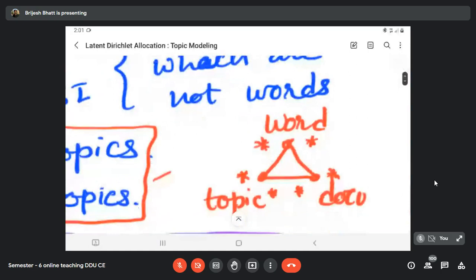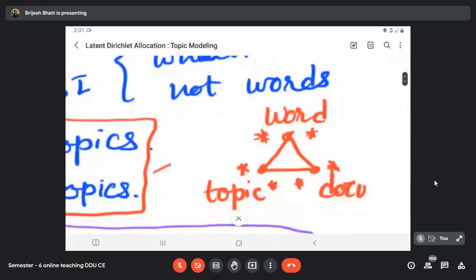A topic contains many words. A word can belong to many topics. A topic can be assigned to many documents. A document can have many topics. Similarly, a document can have many words, and a word can belong to many documents.